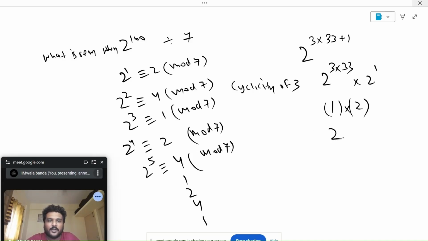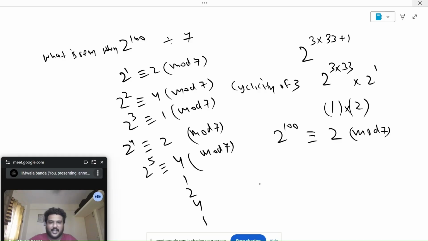So the answer will be 2. So the remainder is, how will you write? 2 to the power 100 will give you remainder 2 when divided by 7. So this is the concept of cyclicity for remainders, and although it looks difficult at first, it's not, it's very handy.